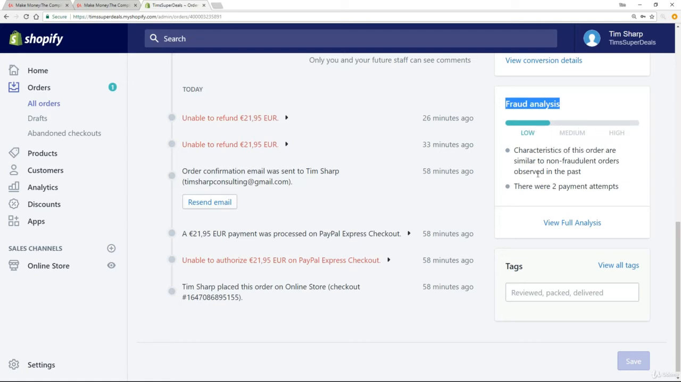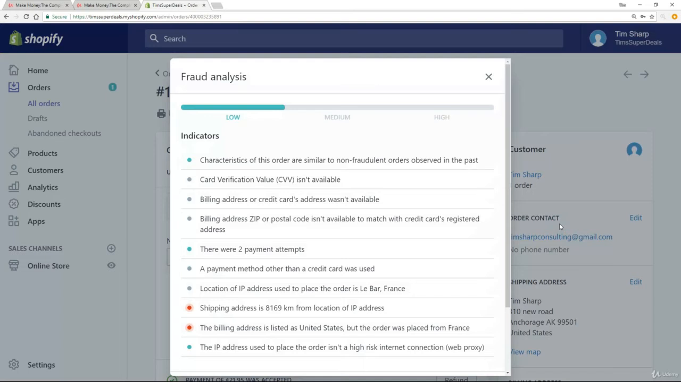I would hope so because it was me. And then it says the characteristics of this order are similar to non-fraudulent orders observed in the past. There were 2 payment attempts. Okay, fair enough. I can then view the full analysis.